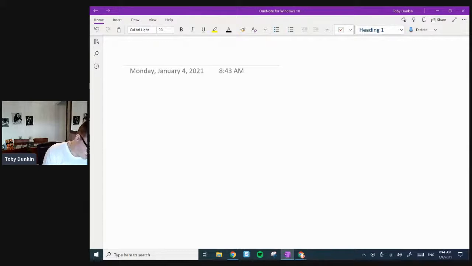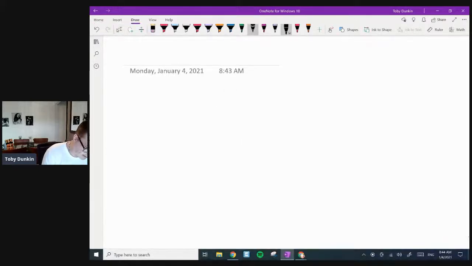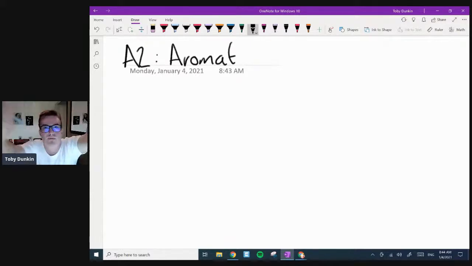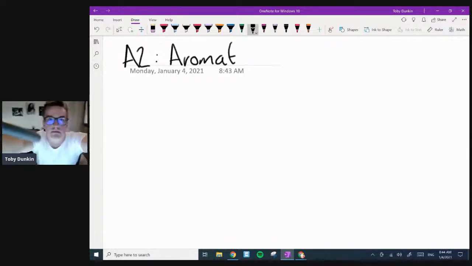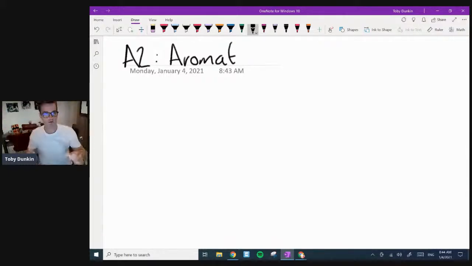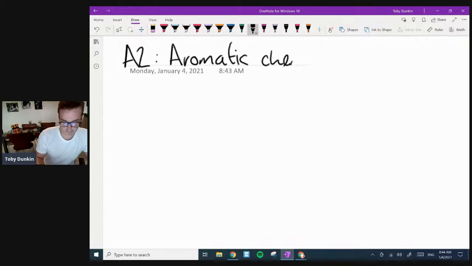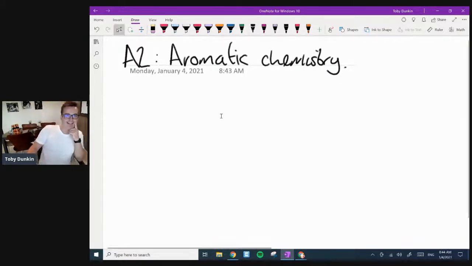So let's go draw. Let's see if we can get back into this. Haven't done this in a while. So this is aromatic A2, aromatic chemistry. I've got to make sure my laptop is cooled. This is where it'd be useful if I can try and adjust the little camera a bit. I don't know what's going on really, to be fair. Is that better? Yeah, a little bit. Okay, aromatic chemistry. Don't know if I actually like the camera being on me or not.